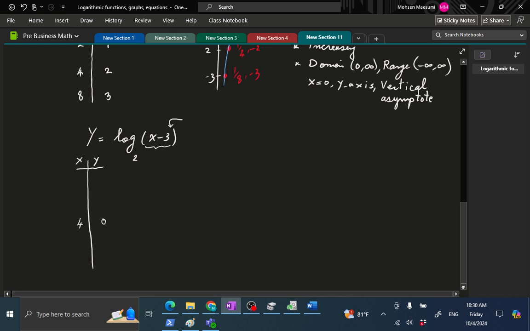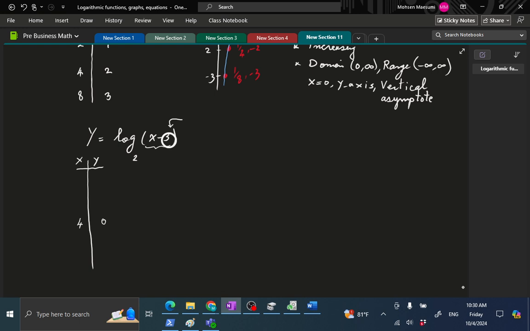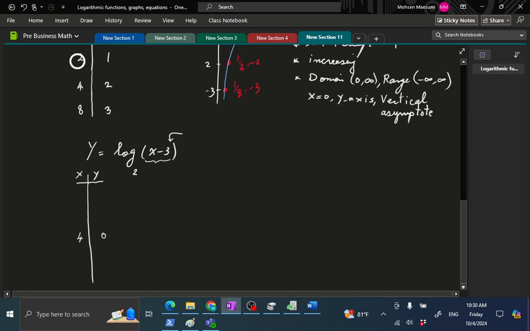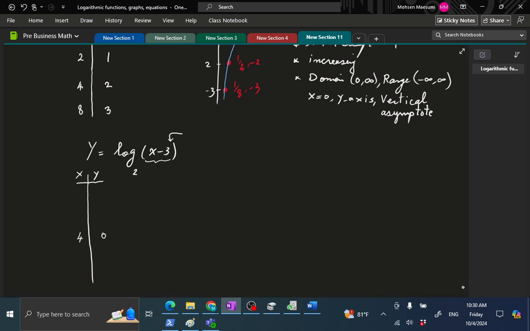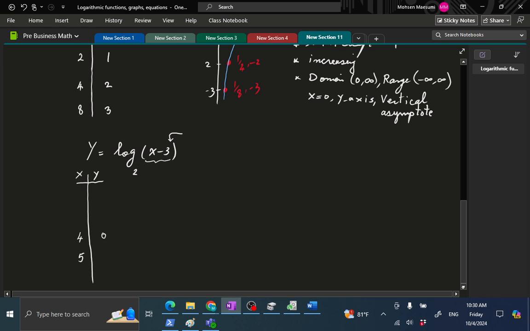Next, I need this input to be 2, because my next friendly input was 2. Logarithm of 2, I know it's 1, I don't need a calculator to figure that out. So I ask myself, when does this become 2? Of course, my x has to become 5. If x is 5, then x minus 3 is 2, and logarithm of 2 in base 2 is 1, and so on. Next, when is this going to be 4? Of course, x has to be 7, and then I'll have 2 as the output.